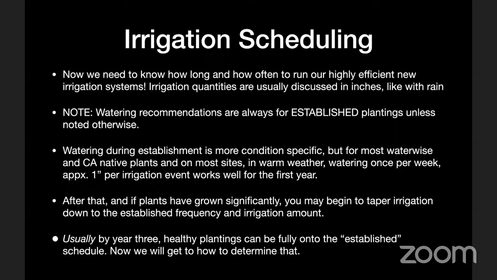So irrigation scheduling, an important concept to know is that when we talk about providing for the water needs of plants, we talk about it in inches of water. Just like rain, where you might hear it rained an inch last night. That basically means the whole area was covered in what would be, if it all accumulated at once and was right above the soil surface, an inch deep of water.